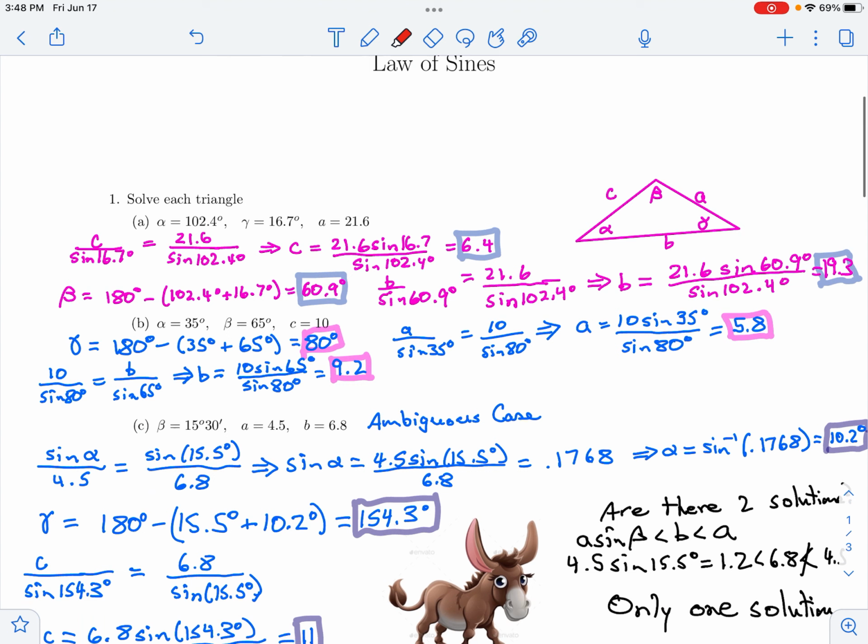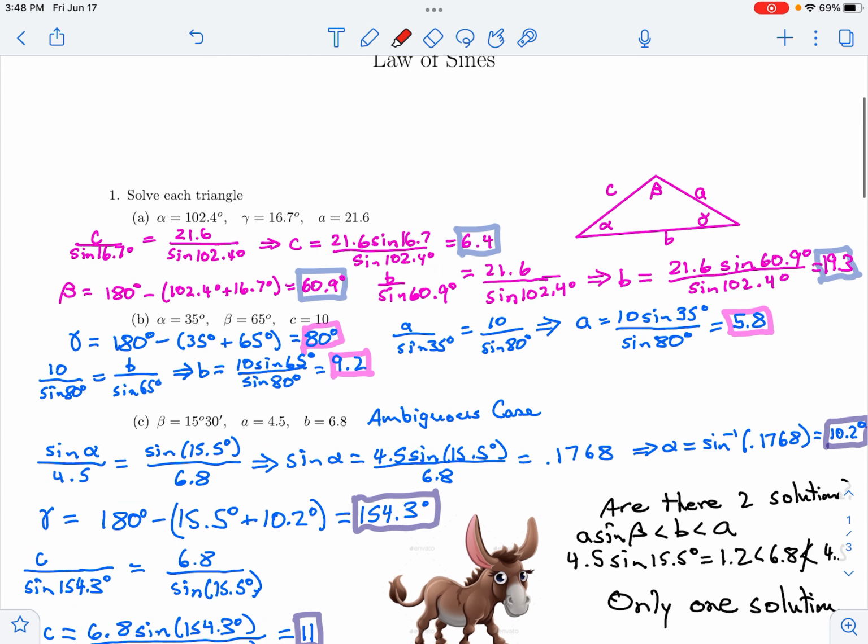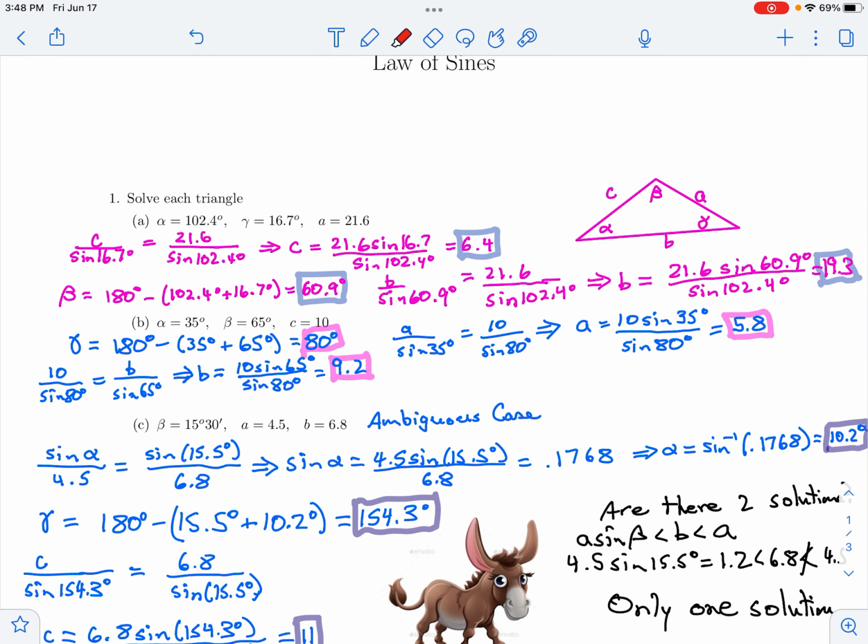I wanted to go over this assignment that I gave y'all for law of sines, and just make sure we're all clear on how to use the law of sines. So here we've got alpha equals, for this first one, 102.4 degrees, gamma is 16.7, and A is 21.6. We've got to find the other non-given parts: beta, and the lengths B and C.